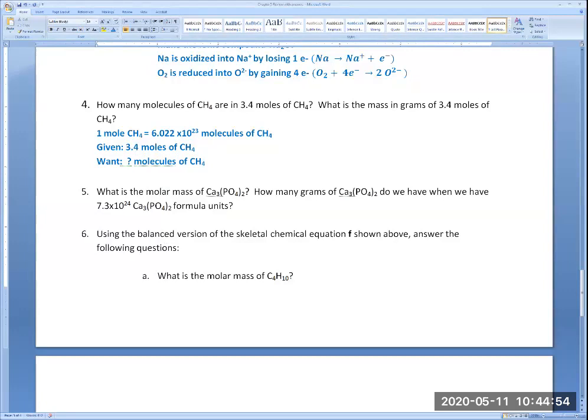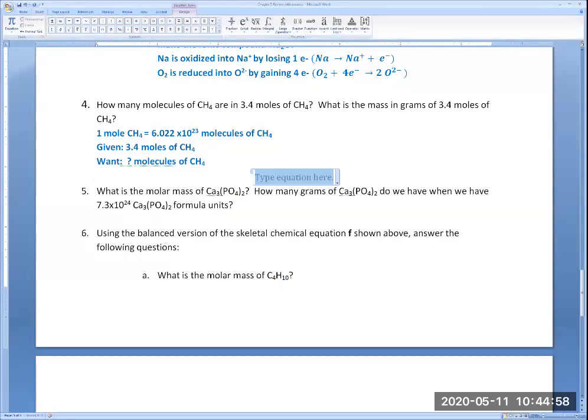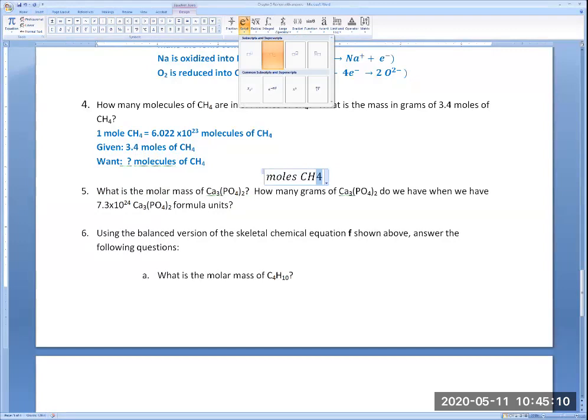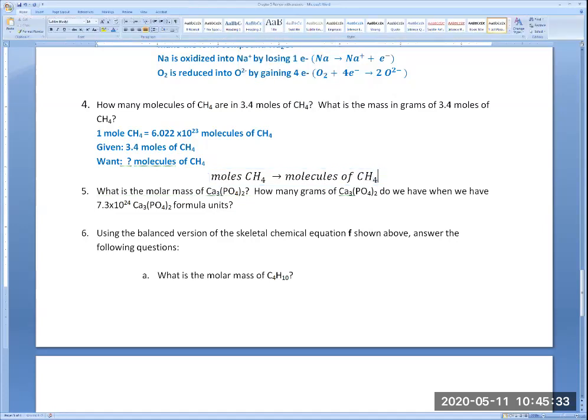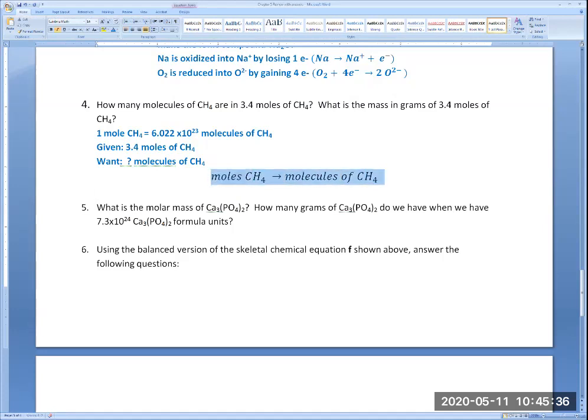Okay, so if we draw a roadmap, and here it's really simple, so you could do without, but you start with moles of CH4, and we want molecules of CH4. All right, so that's the roadmap showing you what kind of conversion we will need to do here. And I think it's a good habit to do that when you need help seeing the plan of what you need to do.